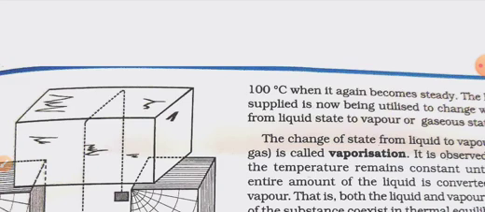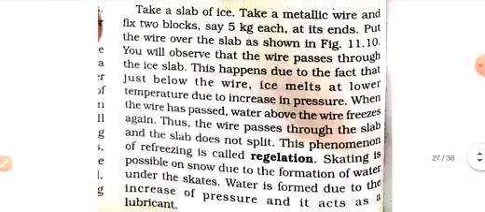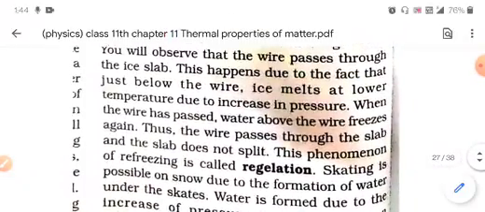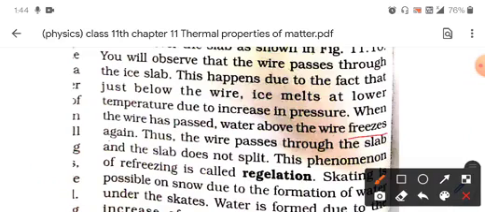So due to the increase in the pressure, the melting point of ice got decreased. Ice starts melting at lower temperature. Ice melts at lower temperature due to increase in pressure. So when the wire has passed, water above the wire freezes again. Thus the wire passes through the slab and the slab doesn't split.